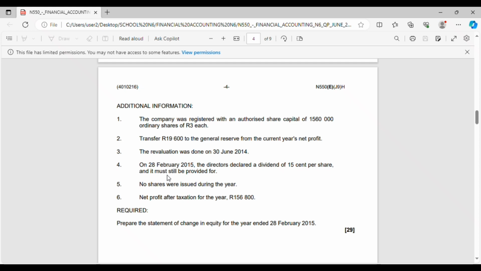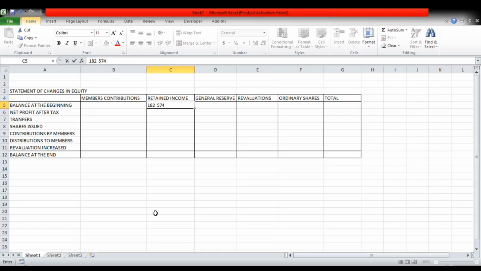So you must ask yourself, where do we record the net profit under the statement of changes in equity? Obviously, we record the net profit after tax under the retained income. So obviously, we took the amount from the retained income to the general reserve. The amount is 19,600. So we took the transfer from the retained income.